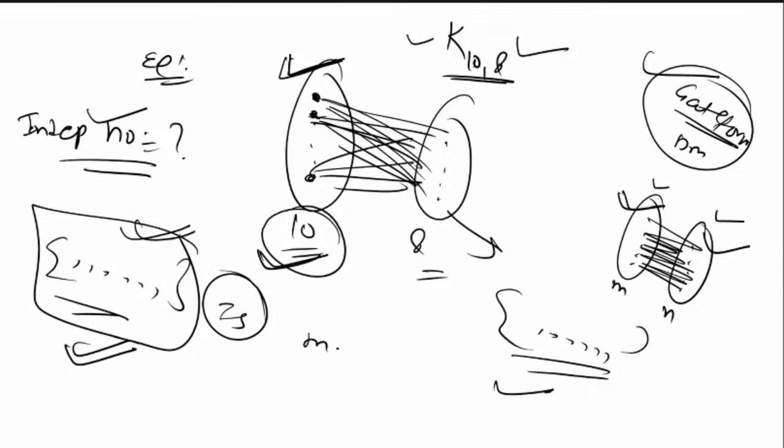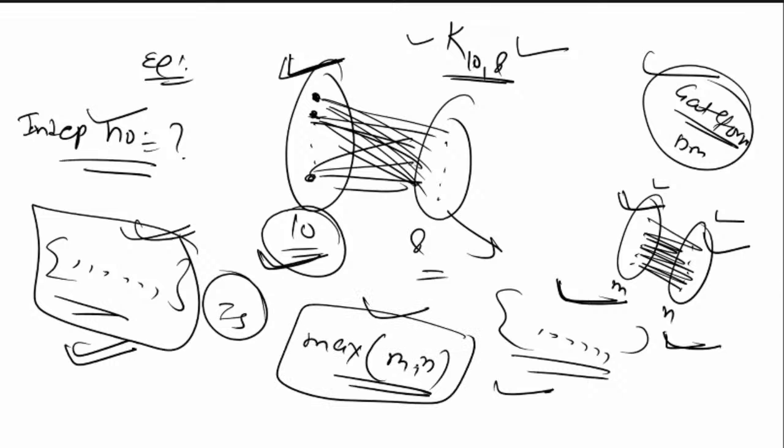Or you can simply say maximum of m comma n. If m vertices are in one partition and n vertices in another partition, then you will have maximum of m comma n. This will be the independence number in a complete bipartite graph.